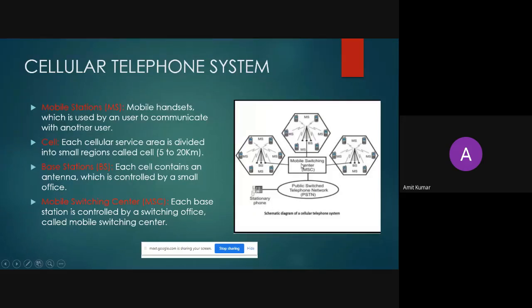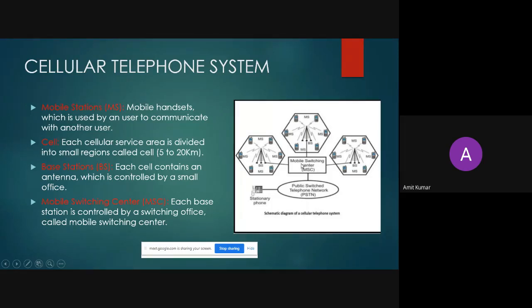Third is the base station. The base station is that point where your antenna is residing. So the base station is your switching point, you can say. So each cell has its own base station. तो हर एक सेल के पास अपना एक बेस स्टेशन तो होगा ही होगा. तो एक एंटीना होगा ही हर एक सेल में. Then the last is the mobile switching center. So each base station is controlled by a switching office that is called the mobile switching center.